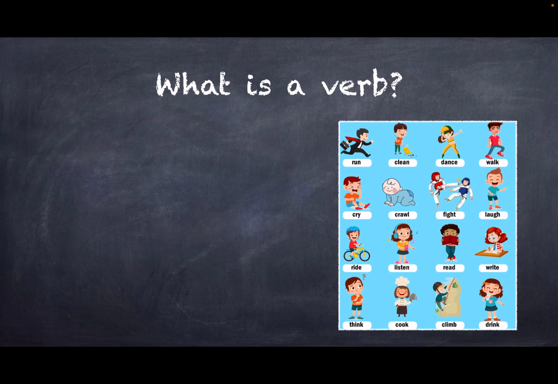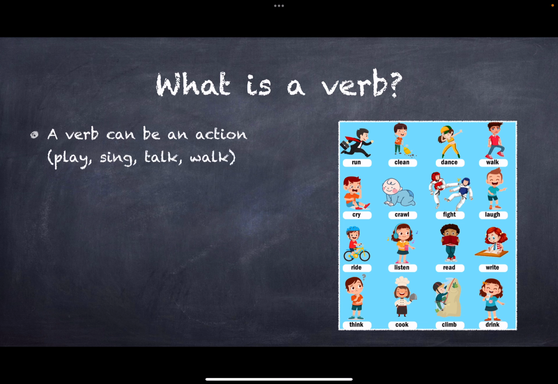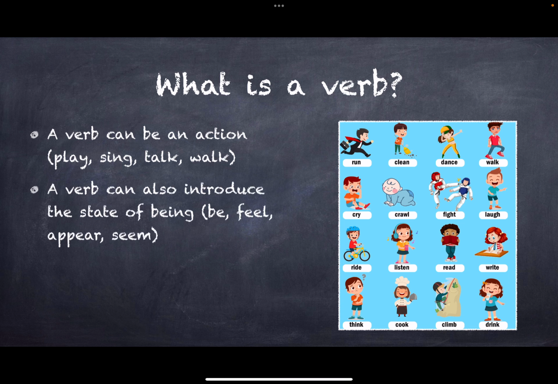Now let's talk about what a verb is. And you can see some examples of verbs in the picture on the right. A verb can be an action. And this is what we think of most often when we think of a verb, like play, sing, talk, or walk. A verb, though, can also introduce the state of being.